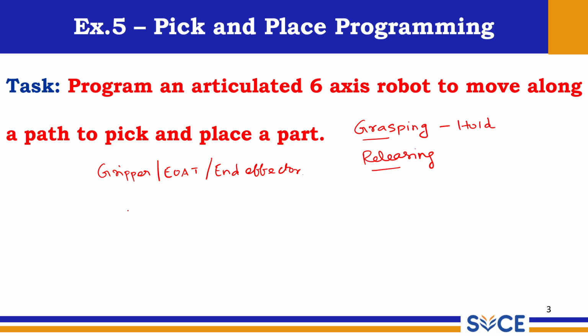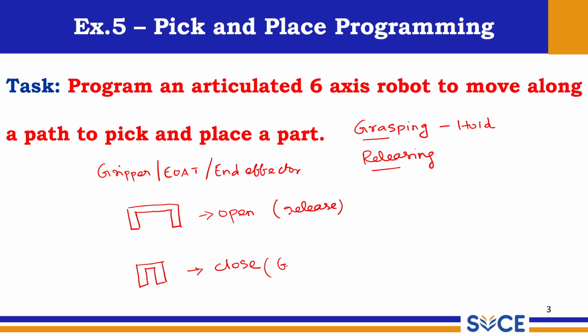For example, there is a two-hand gripper. There are two conditions: this is condition number 1 and this is condition number 2. What do these conditions specify? This is the open condition, and this means the gripper is in closed condition. The open condition will facilitate releasing, so the release action will take place, and here the grasp action will be taking place. This is the basic idea.